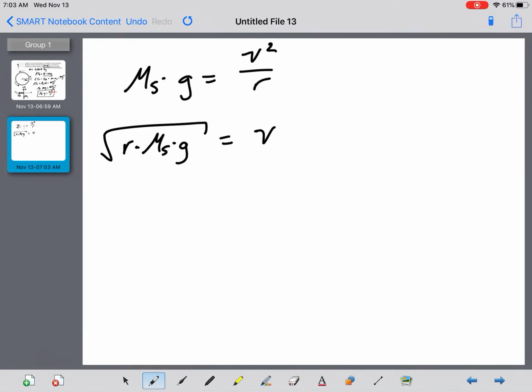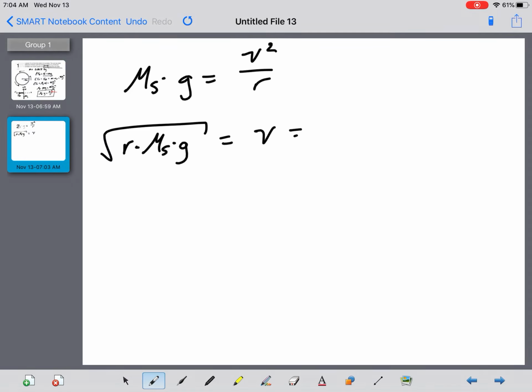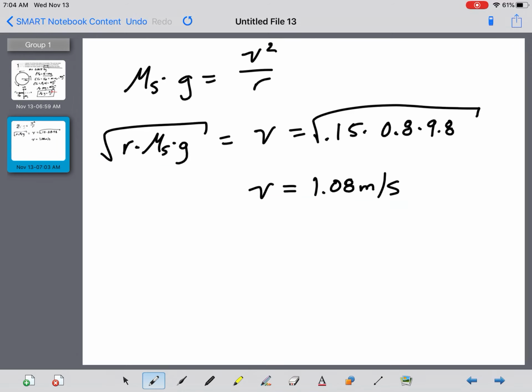Well, I know r, I know mu s, and I know g. If I come back over here, r is 0.15, mu s is 0.8, and g is 9.8. So v is the square root of 0.15 times 0.8 times 9.8. Where's my calculator? Pause real quick. 0.15 times 0.8 times 9.8, square root, that's 1.08 meters per second.